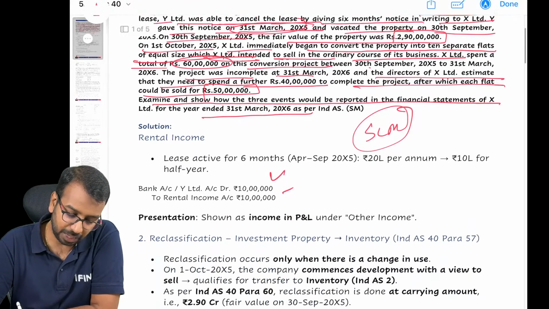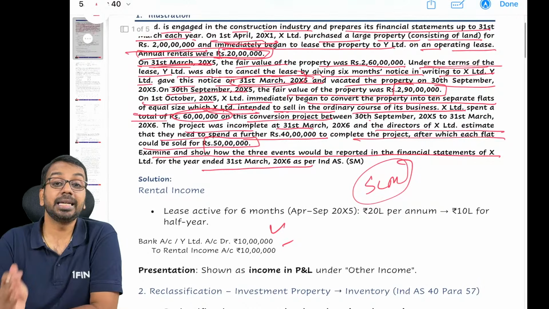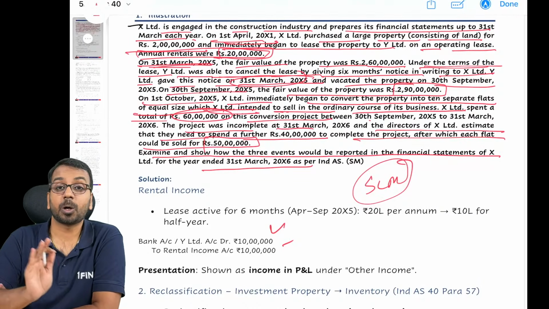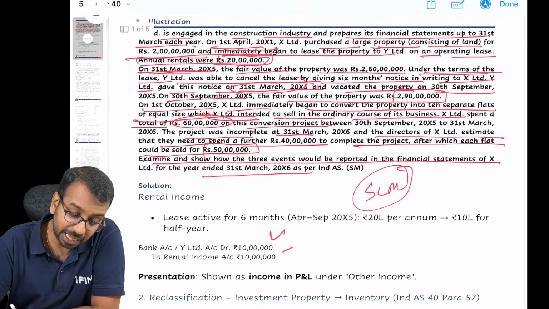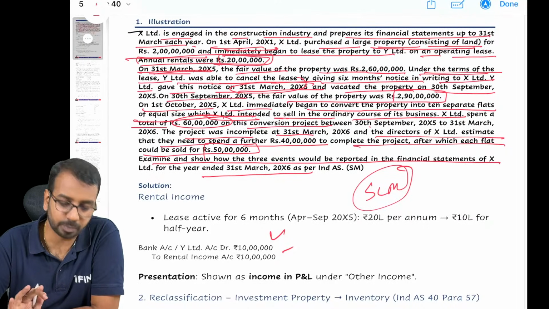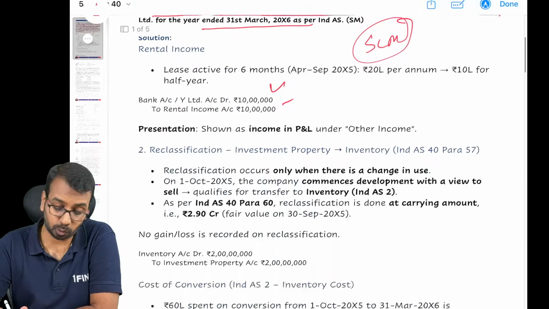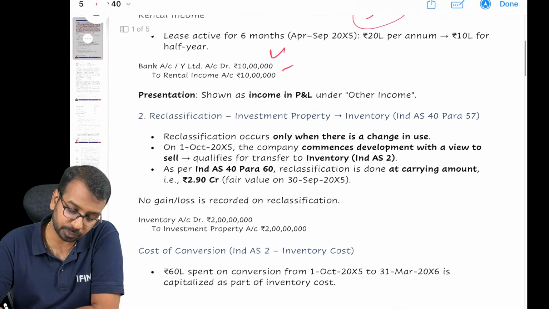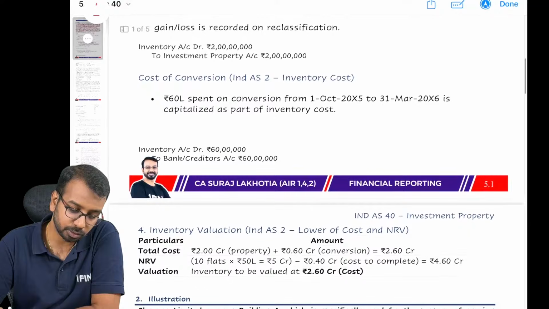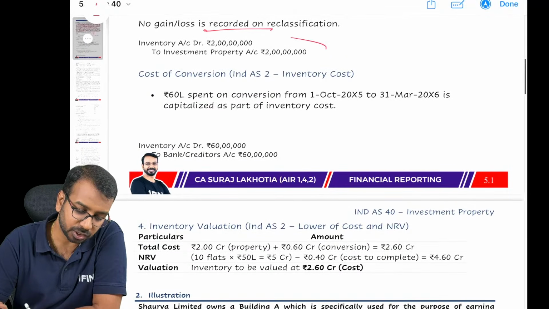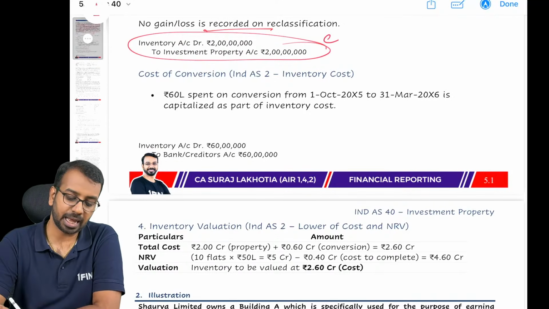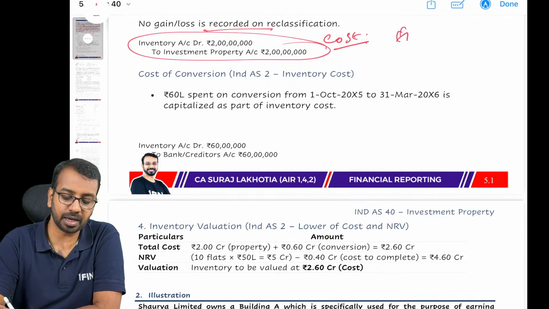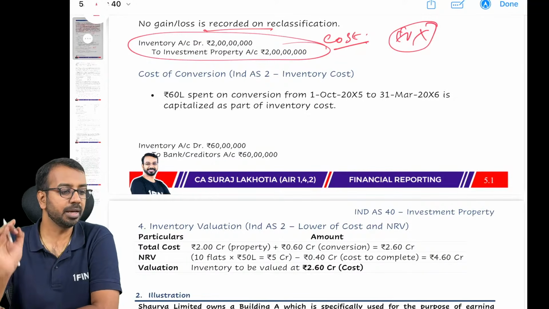Then after that, reclassification has happened. Reclassification will happen at cost only, or carrying amount. Now here, what is purchased? Land is purchased, not building. So will land be depreciated? No. So whatever is the value, there is no gain or loss on classification. The entire 2 crores will be considered for classification on cost basis only. Fair value will be ignored. Fair value will not be considered.